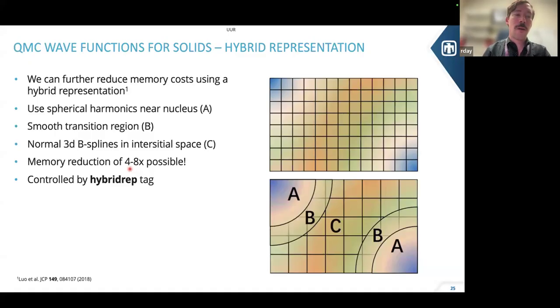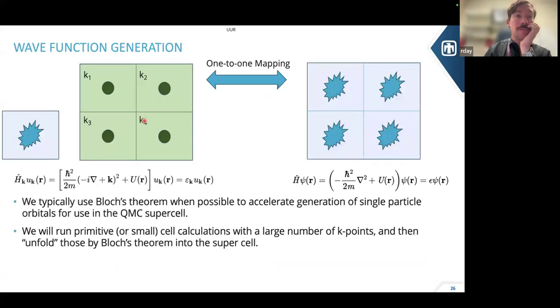So anyways, if you are interested in this, or if you are hitting up against a hard wall with memory limits, I suggest looking at the hybrid rep tag in the QMCPACK manual and checking out this paper. This is something that does get used quite a bit in the field. All right.